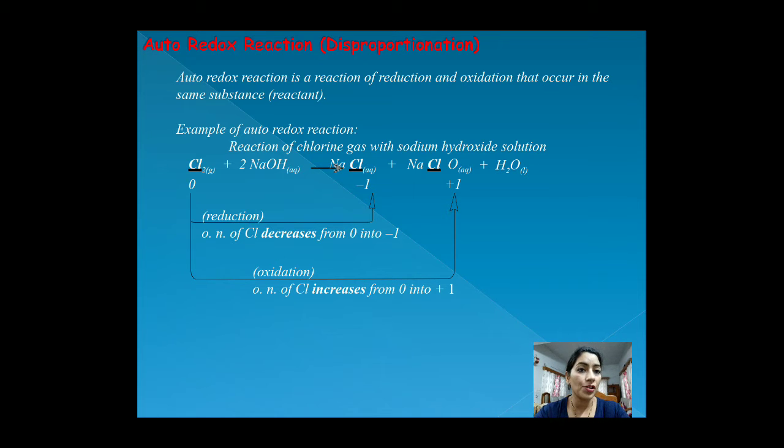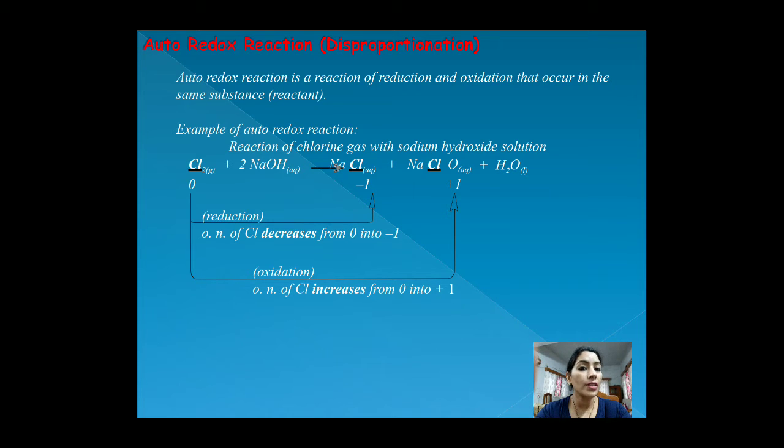Auto-redox reaction is a reaction of reduction and oxidation that occur in the same substance or same reactant. For example, when chlorine reacts with sodium hydroxide, it gives sodium chloride, sodium hypochlorite and water. In the free state, chlorine is a gas with a zero oxidation state. In NaCl, chlorine has a -1 oxidation state. But in NaClO, sodium hypochlorite, it has a +1 oxidation state.